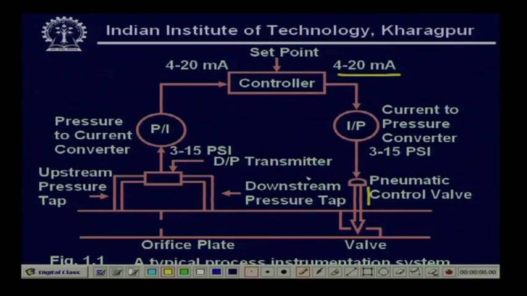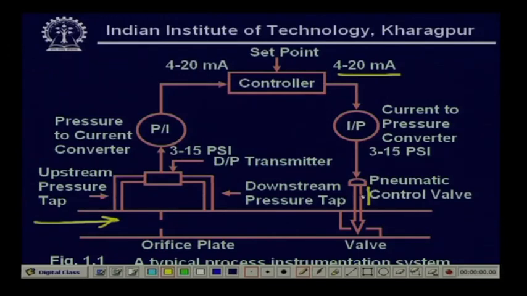So, ultimately, very precisely, if the flow is increased, I will get a signal through this transmitter, which converts to the current domain and goes to the controller. I have a set point. So, obviously, the flow has increased, there is an error voltage, and it will come.